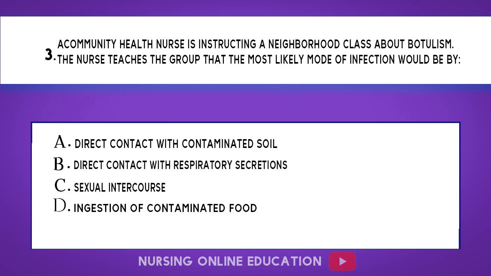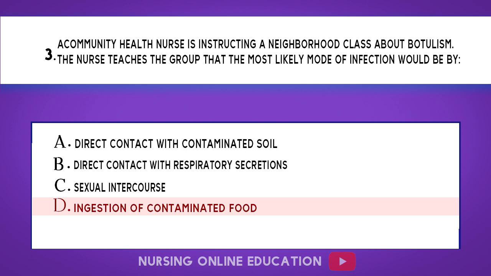Insomnia. 3. A community health nurse is instructing a neighborhood class about botulism. The nurse teaches the group that the most likely mode of infection would be: A. direct contact with contaminated soil, B. direct contact with respiratory secretions, C. sexual intercourse, D. ingestion of contaminated food. The answer is option D.